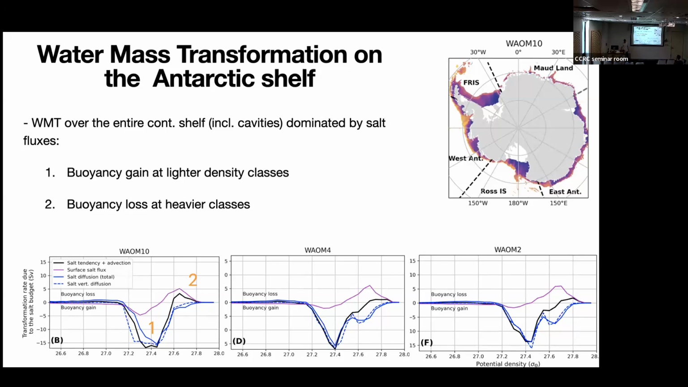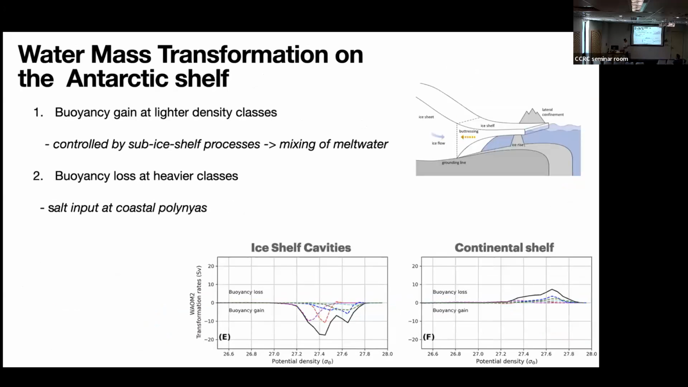And to understand where this is coming from, because we are looking at the whole continental shelf, including the cavities, we separate what's happening underneath the ice shelves and in the remaining part of the continental shelf, which are the 2 plots here. So it's very clear that all the buoyancy gain that you see is occurring underneath the ice shelves, and the buoyancy loss at higher densities is occurring on the continental shelf. And that's pretty much salt brine rejection from the coastal polynyas, making the water saltier and heavier, and the meltwater from the basal melt, making water masses lighter.